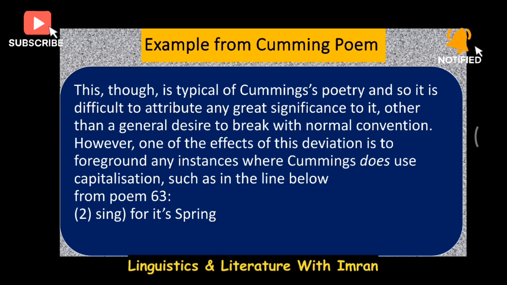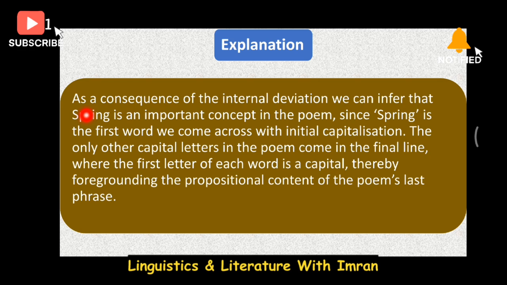Now, explanations. As a consequence of the internal deviation, we can infer that spring is an important concept in the poem. Since spring is the first word we come across with initial capitalization, the only other capital letters in the poem come in the final line, where the first letter of each word is capital, thereby foregrounding the propositional content of the poem's last phrase.